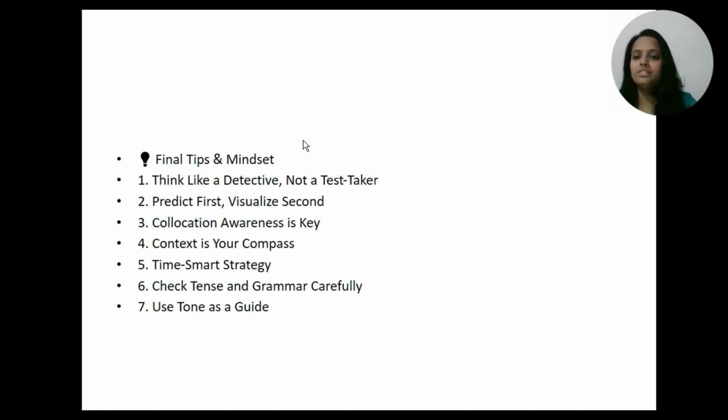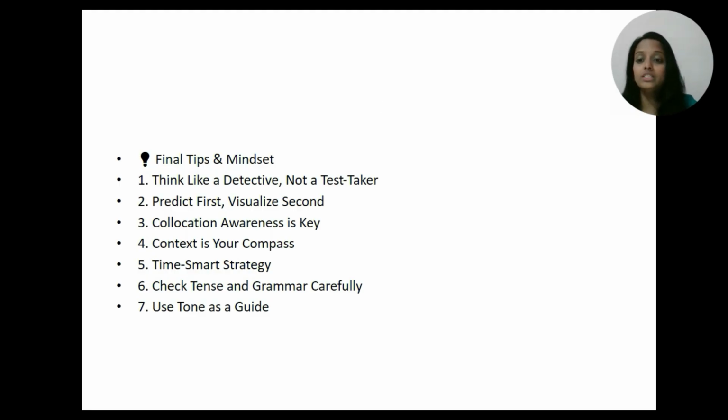Okay. So there are some final tips that I wanted to give you for PTE Core reading and writing fill in the blanks. You have to think like a detective, not a test taker. So don't rush to the options. You have to pause and analyze the sentence carefully. Look for subtle hints in the words surrounding the blank. Is there a contrast, a cause and effect, or a time clue? For example, words like although or however usually indicate a contrast, right? Signaling that the blank may require a word with negative or opposing meaning.